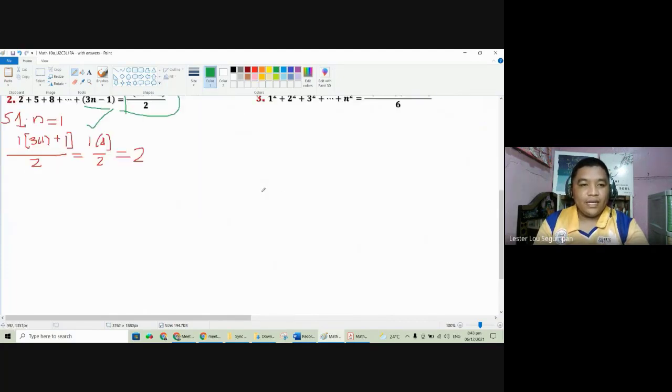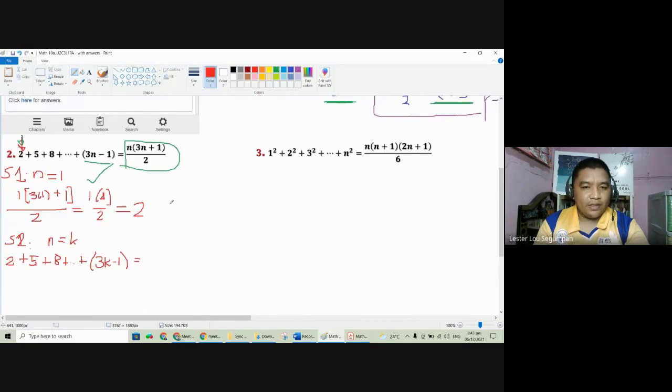Second, let us try to show, sorry, that's step 2, the expression when n is equal to k. That would mean this will become 2 plus 5 plus 8 plus dot dot dot plus the n will become k. And the other side, n will also become k. k times 3k plus 1 all over 2. So we just simply substituted n for k.